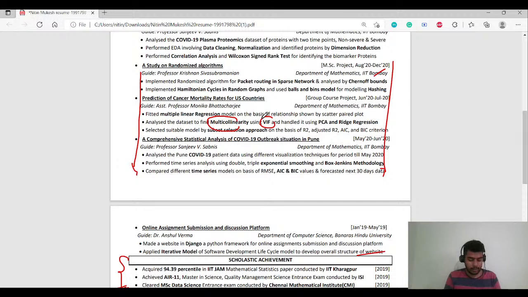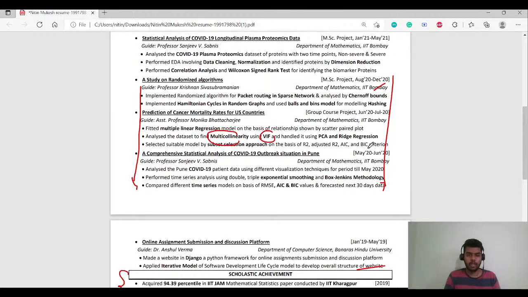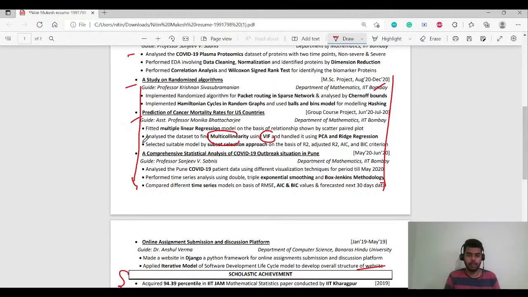Raman is asking whether it is advisable to list 4 to 5 projects in the resume. Yeah, definitely, you can list them out. You can see that I have listed different projects. In the academic projects also I've listed out 1, 2, 3, 4, 5 projects.